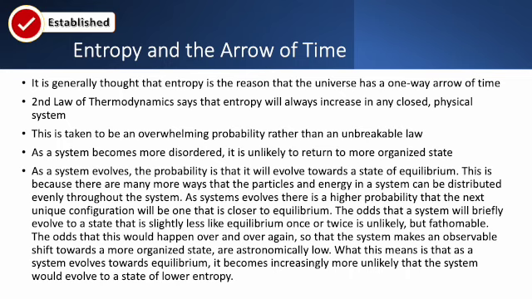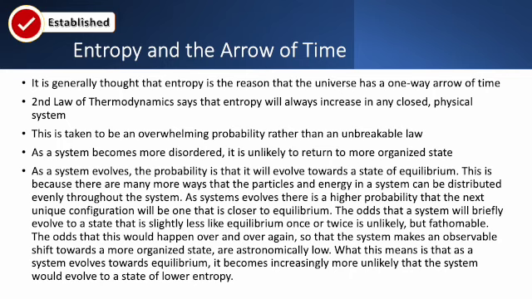As the system evolves, the probability is that it will evolve towards a state of equilibrium. And this is because there are many more ways the particles and energy can be distributed evenly throughout the system than not. As the system evolves, there's a higher probability that the next unique configuration of that system is going to be one that is closer to equilibrium.